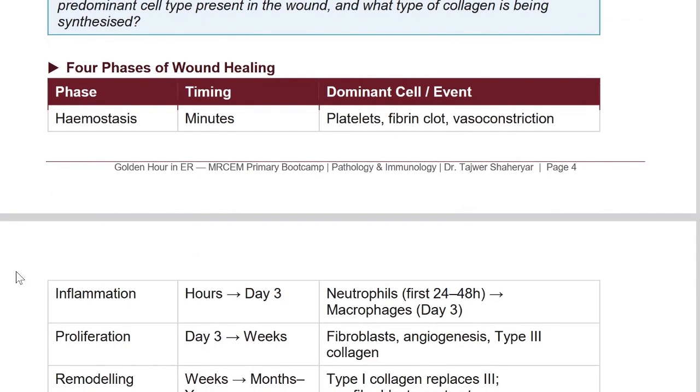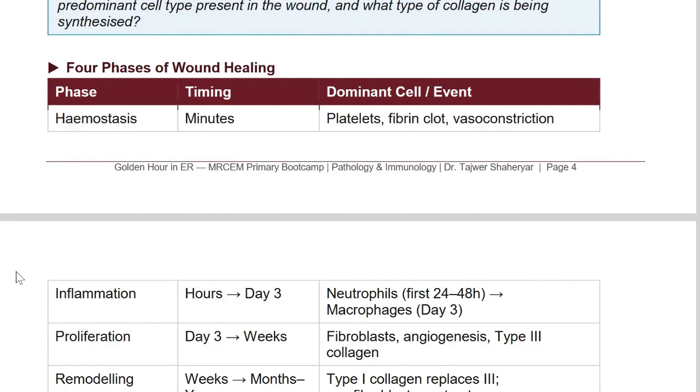So hemostasis, that's the first thing, happens within minutes. How does it happen? Platelets come in, fibrin clot and vasoconstriction. Then you've got inflammation, which happens from a few hours to about 3 days. You've got neutrophils coming in the first 24 to 48 hours, and then macrophages come in on day 3. Proliferation is day 3 to weeks. So on day 4, the predominant cell type would be macrophages. And then you've got fibroblasts, angiogenesis, type 3 collagen coming in. And then remodeling.